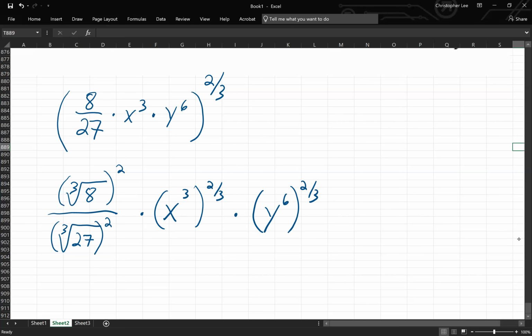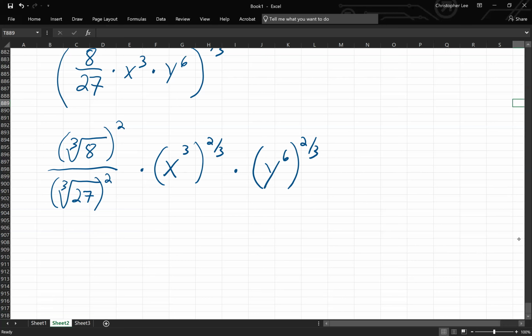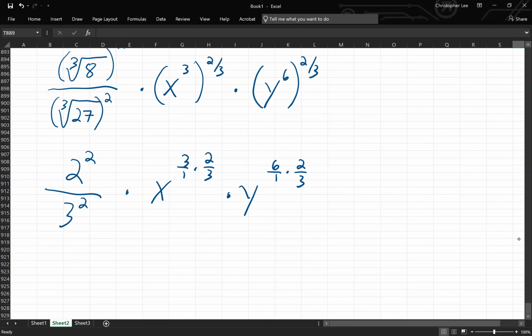Real simple now, right? Let's deal with the numbers first. The cube root of 8 is 2. This becomes 2 to the 2nd over the cube root of 27, which we said was 3, so 3 to the 2nd, times... Anytime I raise a power to a power, what do I do? Multiply, right? So this becomes x to the 3/1 times 2/3. And then y to the 6/1 times 2/3. And then we just finish it. 2 to the 2nd is what?